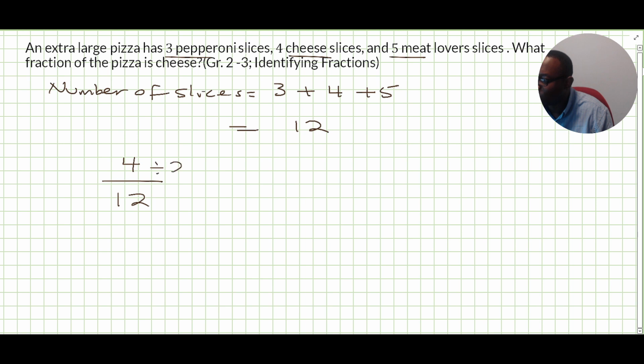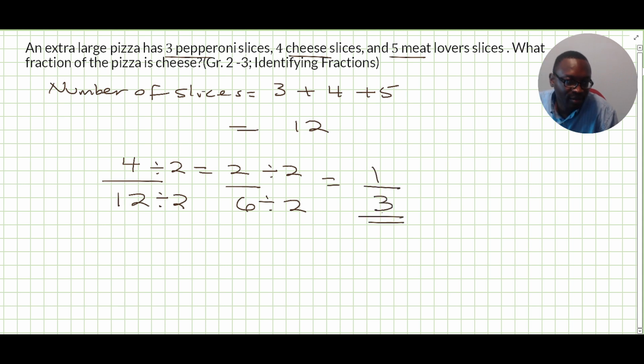I'm going to divide by 2 because they're even numbers. All even numbers can be divided by 2. 4 divided by 2, we have 2. 12 divided by 2, we have 6. Now these are also even numbers, so we divide by 2 again. 2 divided by 2 is 1. 6 divided by 2, we have 3. So that's going to give you all that you need to answer this type of question. Any questions? If there are any questions, please let me know and I'll address them.